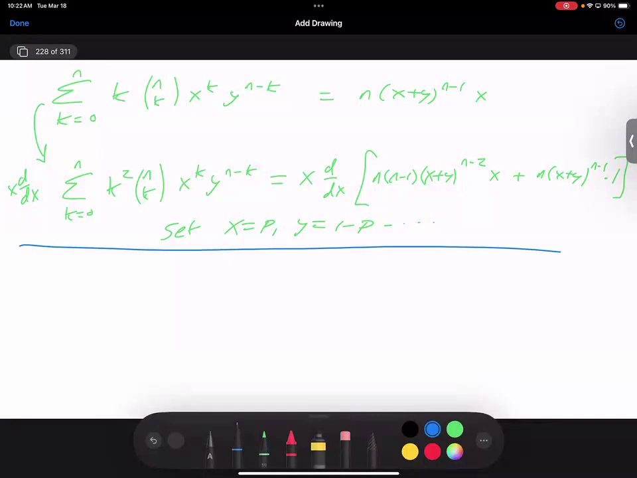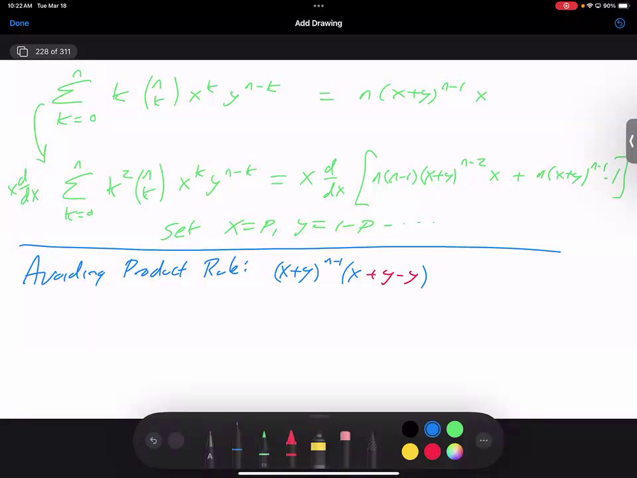So I will just put this in as fun. Avoiding product rule. x plus y to the n minus 1. Oh, can I ignore the n outside? This is the same as x plus y minus y. So you need to learn how to do nothing. There are two main ways to do nothing. You can add 0 and you can multiply by 1.